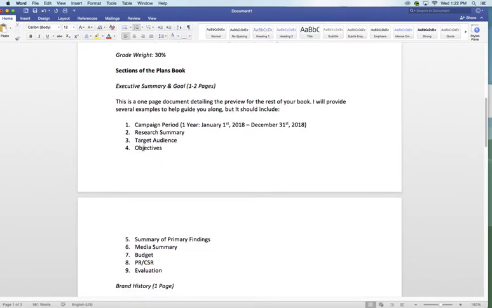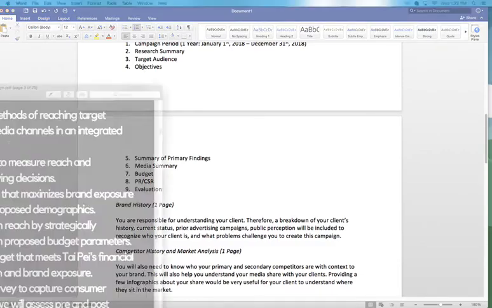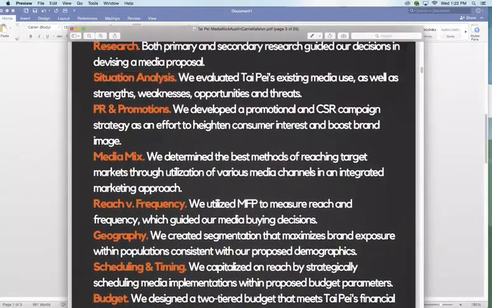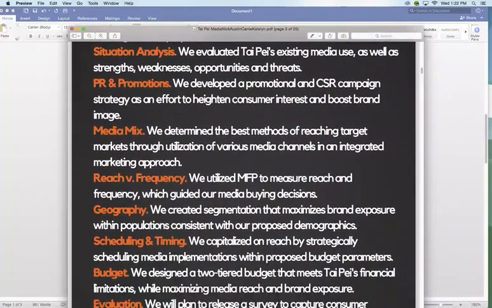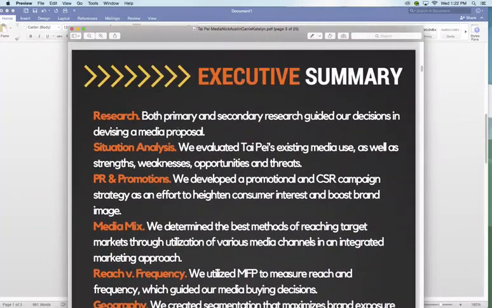And this is going to be based on just some sentences of your campaign period, your research summary, so what were some of your findings, who's your target audience, what are some of your objectives, a summary of primary findings, a media summary, a budget, your public relations or corporate social responsibility, and evaluation. So this is an example of that. Of an executive summary. Like I said, 1 page, very concise, and it's just a preview.